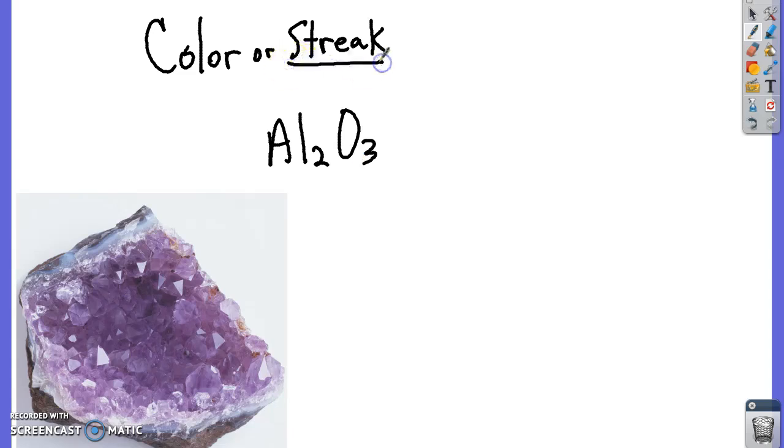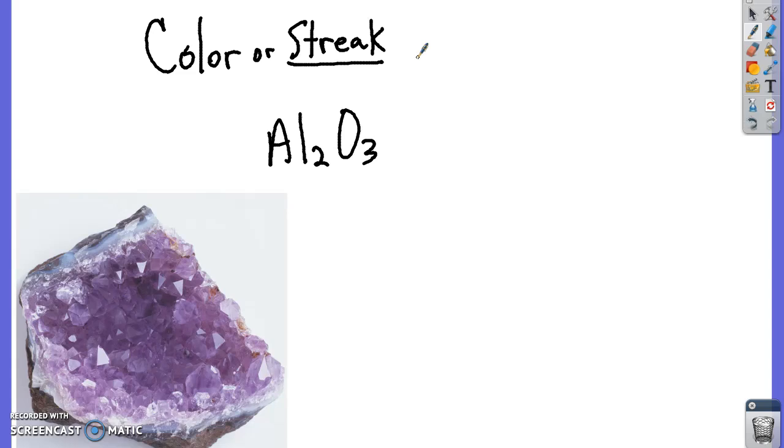However, streak, on the other hand, is very good. Streak is where you take the mineral and you grind it along usually a porcelain tile, a little piece of tile, and you look at the color that it leaves behind. And the color that it leaves behind may not be the same color. It may be like a dark mineral, but then when you grind it to powder, it looks red or yellowish.